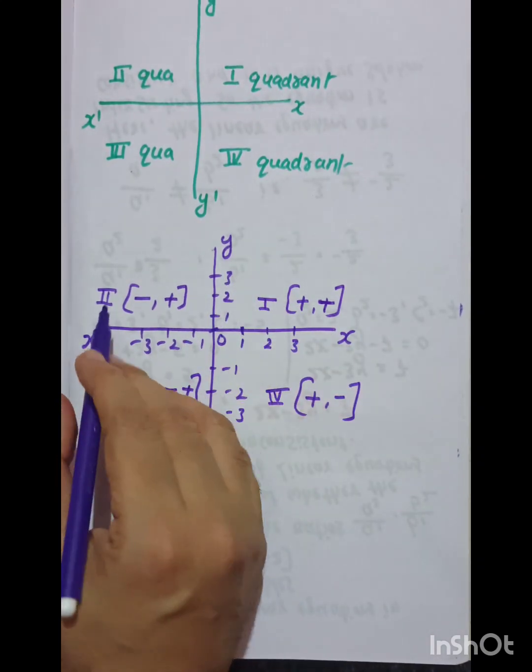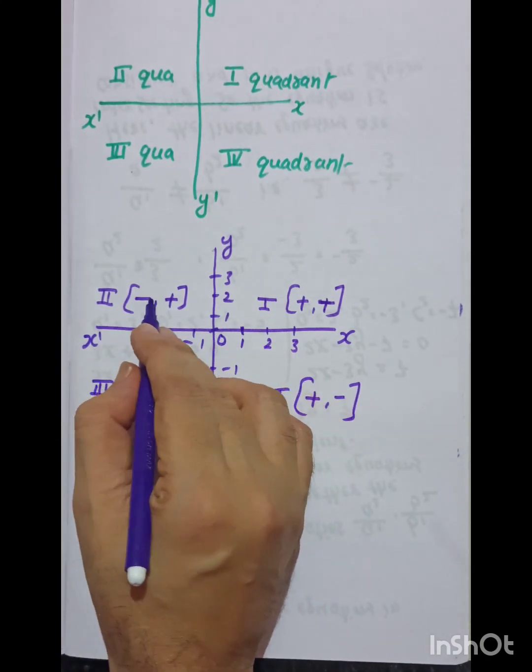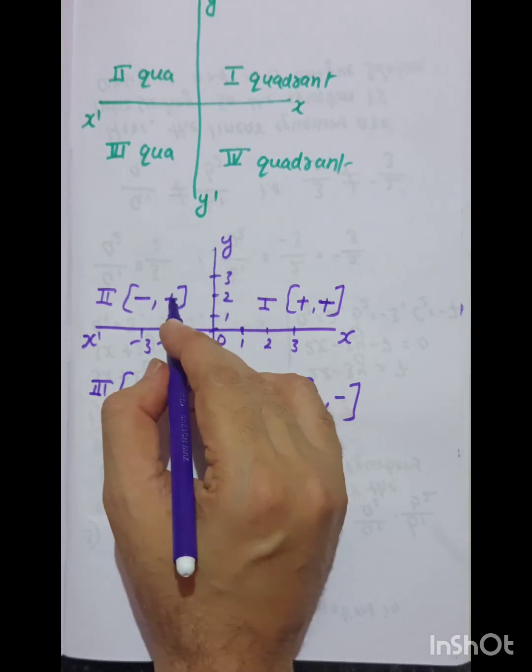Now it is the second quadrant. What do we have to take? First the x axis, then the y axis. The x axis is the minus symbol, so minus, then the y axis is the plus symbol, so plus.